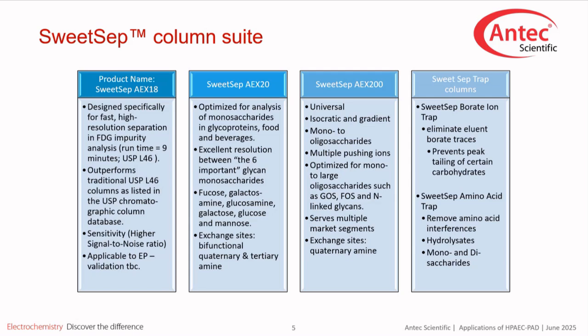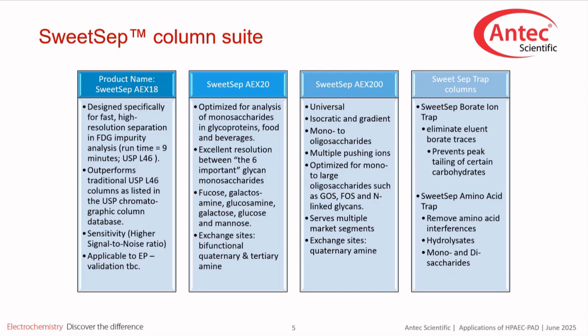The SweetSep AEX200 serves as a universal column, adaptable for various analytical tasks by adjusting elution conditions and chromatographic parameters. This includes isocratic and gradient elution, as well as the analysis of oligosaccharides and polysaccharides. We utilize various pushing ions, such as acetate, nitrate, and methane sulfonate. Our applications cover multiple markets.